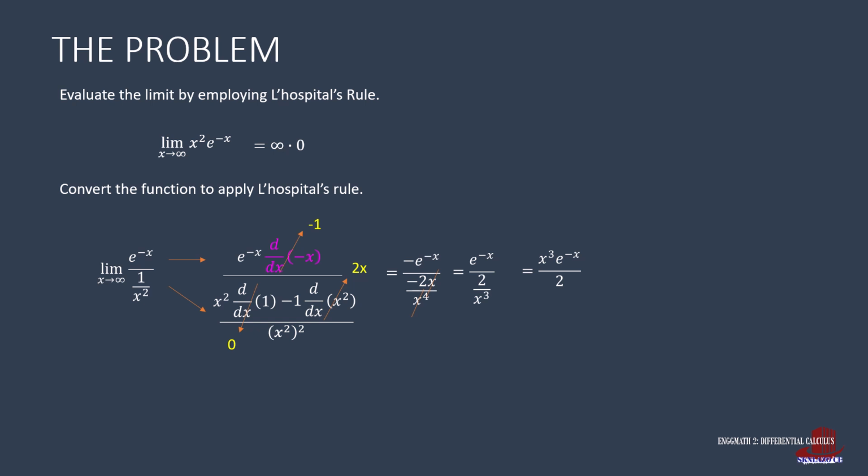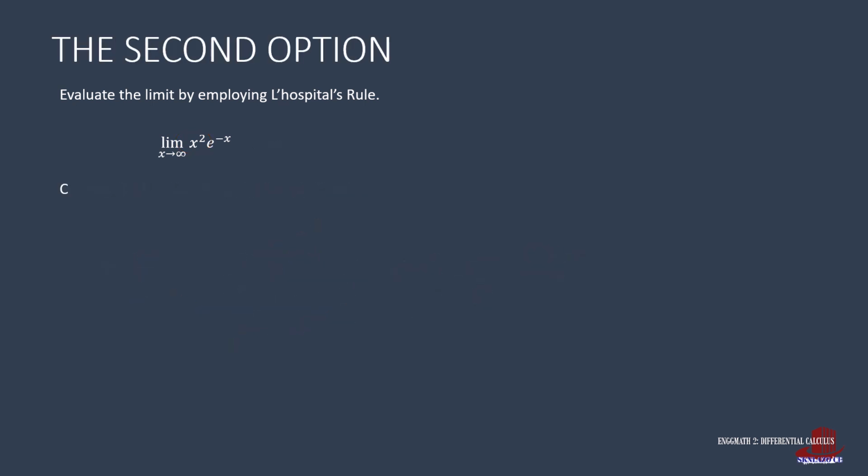But before we proceed, take note that the degree of the function even became higher from 2 to 3, which means we are not simplifying the limit. So let's then try the other configuration, where the numerator is x squared and the denominator is the reciprocal of e raised to negative x.